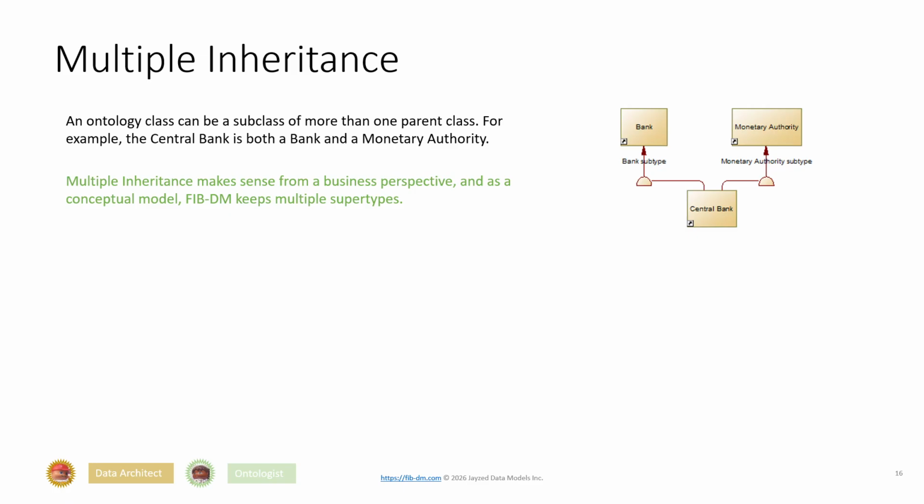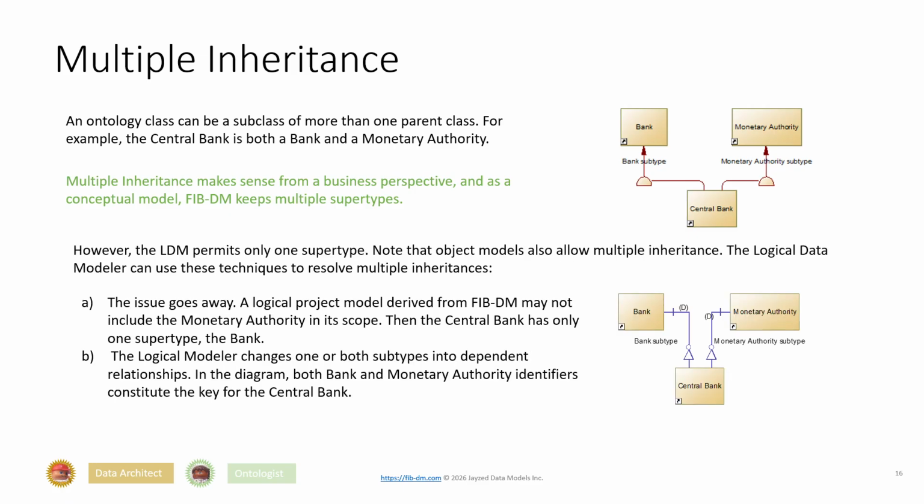Multiple inheritance. Now, an ontology class can be a subclass of more than one parent class. For example, here the central bank is both a bank and a monetary authority. And that makes sense from a business perspective, and it makes sense in a conceptual model. And we have it not only in ontologies, but also in UML. You can have multiple inheritance. However, in a data model, in a logical and physical model, we can only have one supertype.